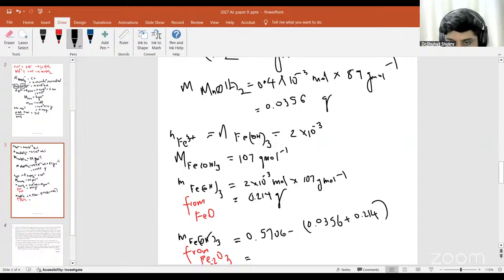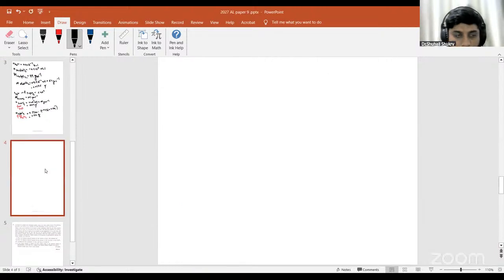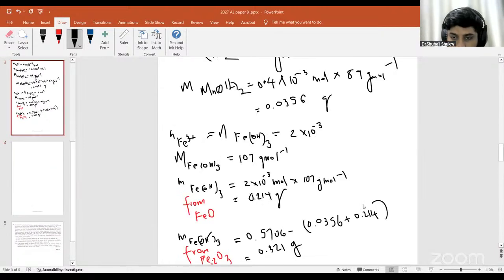When you subtract, you will get the answer as 0.321 gram. Now we found the Fe(OH)3 which came from Fe2O3. Okay, good. So far everything is fine. After this, okay. Now I know the mass of Fe(OH)3.